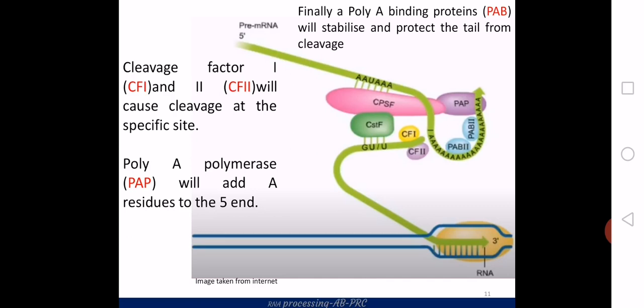The CSTF is one example, the Poly A polymerase is another one, and this Poly A polymerase will cause the addition of adenine residues at the 3' end. And just after the addition of the Poly A tail at the 3' end, there are some stabilizing proteins called Poly A binding proteins, and these Poly A binding proteins will come and bind onto this Poly A tail, and these are required for stabilization, and not only for stabilization but also these Poly A binding proteins are required for the successful initiation of translation.